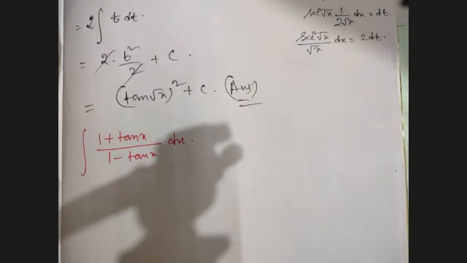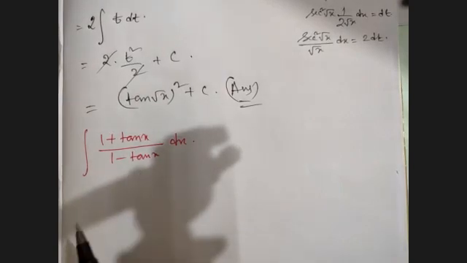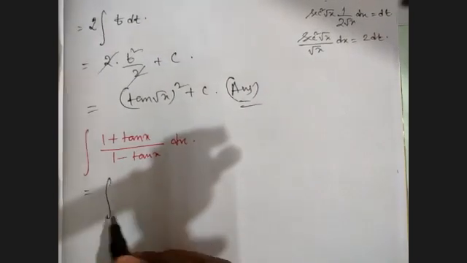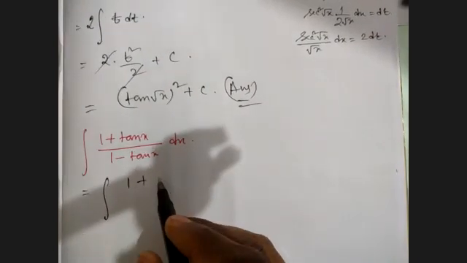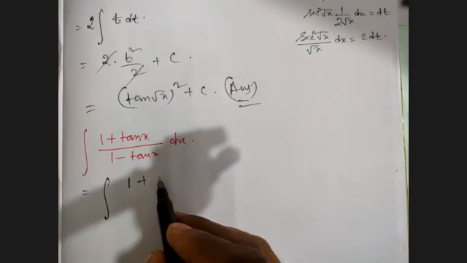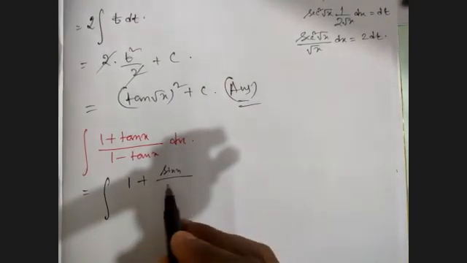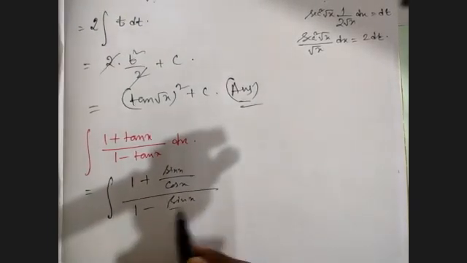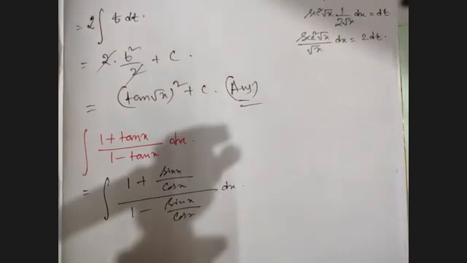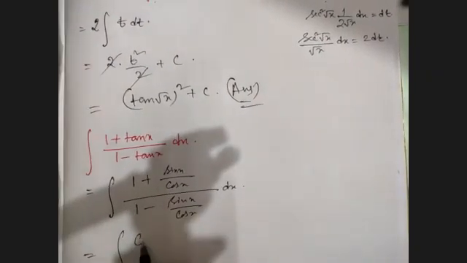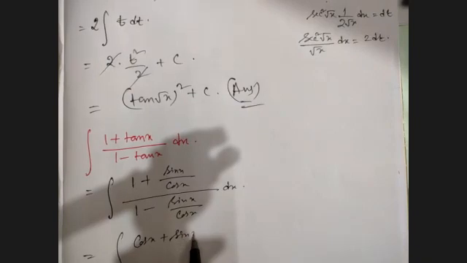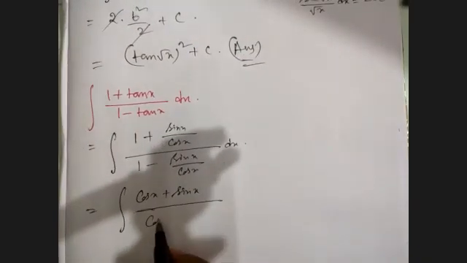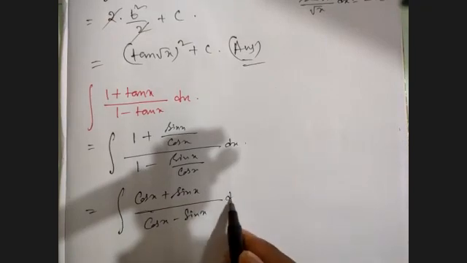Next question, integration of 1 plus tan x by 1 minus tan x dx. How to do this? You just break tan into sine and cos. So if you break it into sine and cos, here you get 1 plus sine x by cos x over 1 minus sine x by cos x. That means integration of cos x plus sine x by cos x minus sine x dx. This you are getting.